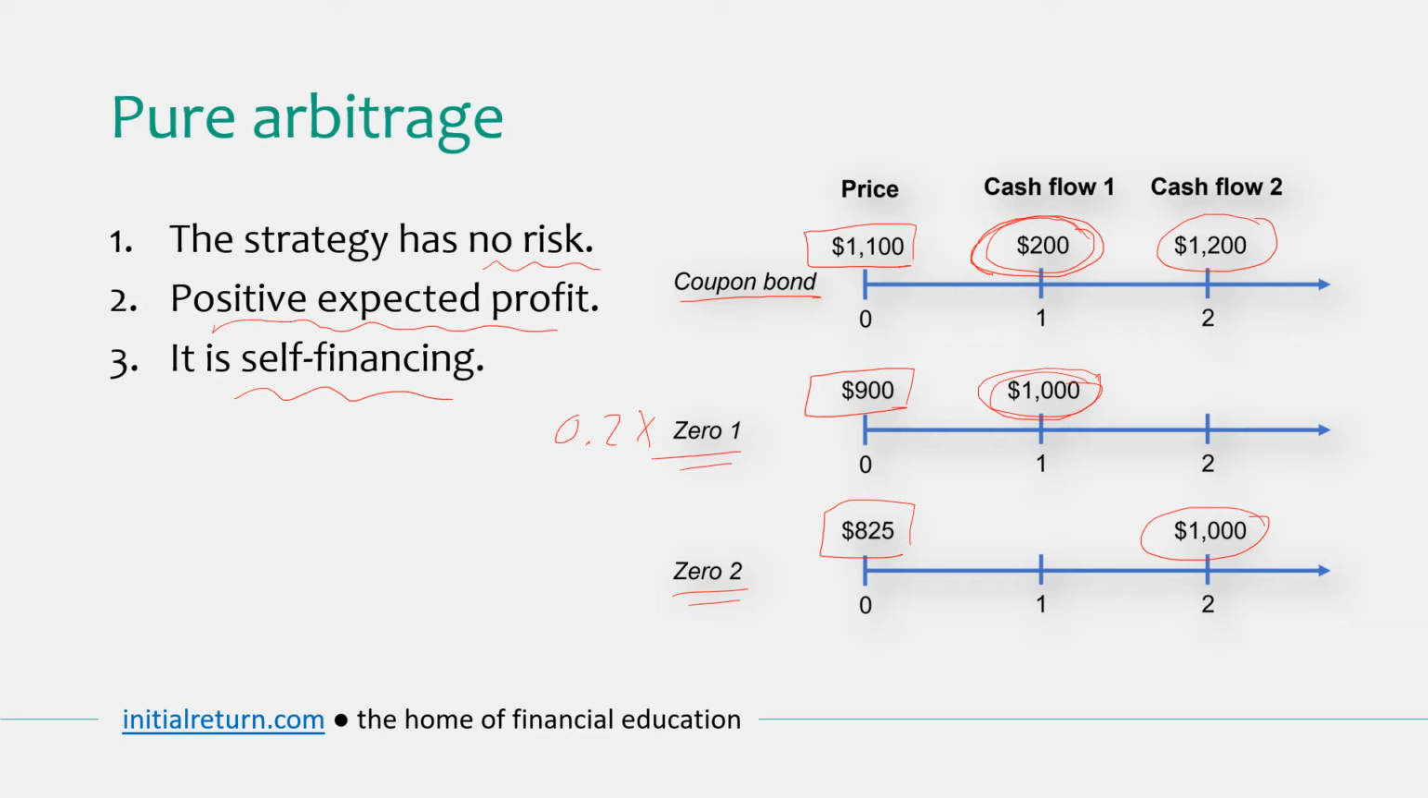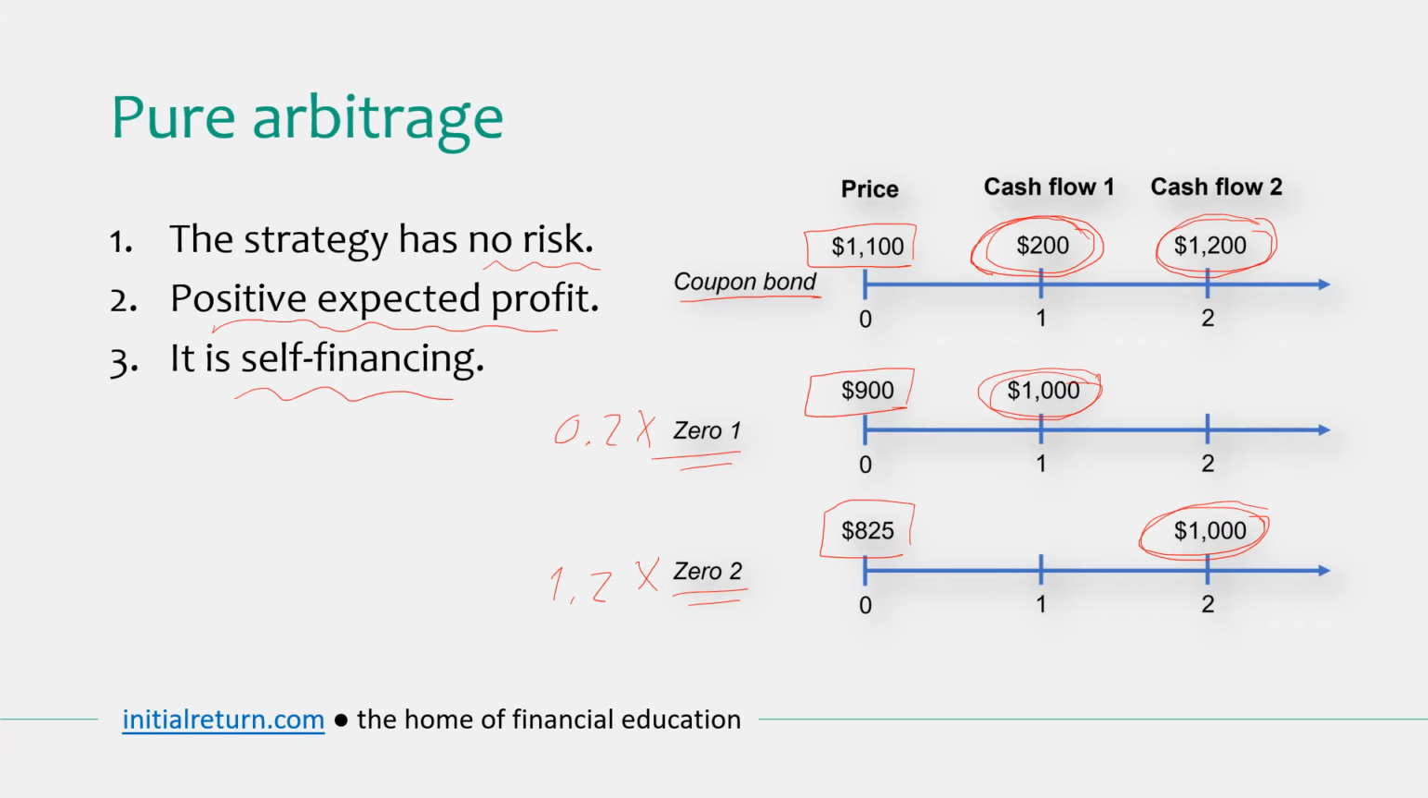In 2 years' time, the coupon bond will be paying 1,200. And now I need to look at zero two, which is giving 1,000 at that point, so it's not matching the cash flow of the coupon bond. But if I purchased 1.2 units of zero two, then the cash flows would match, right? So if you think about it, a portfolio that invests in 0.2 units of zero one and 1.2 units of zero two has identical cash flows with the coupon bond, right?